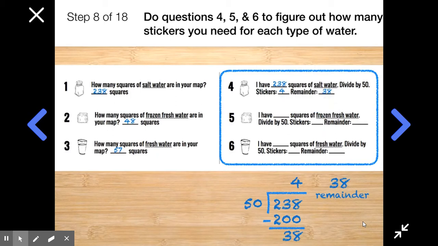Okay, so go for it. If you're working with a partner, help each other out with the math and double check your work together.